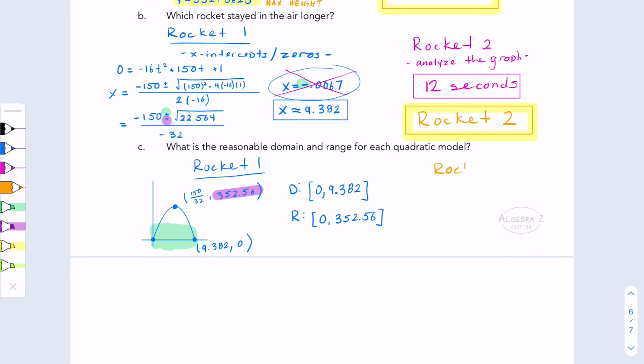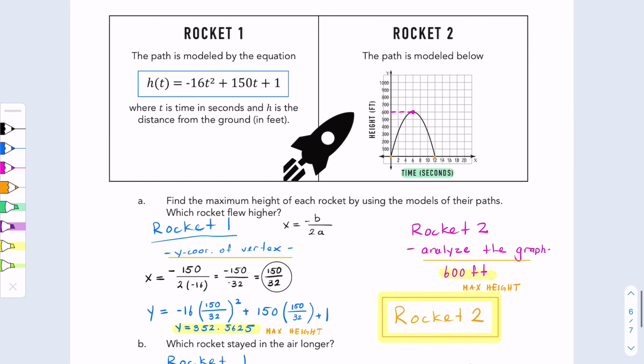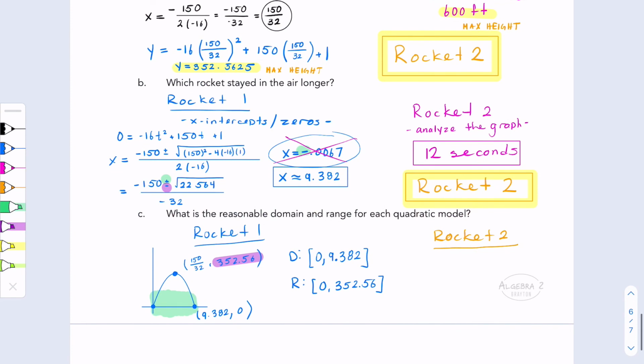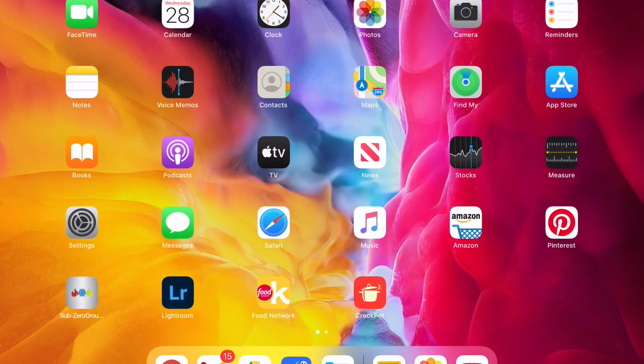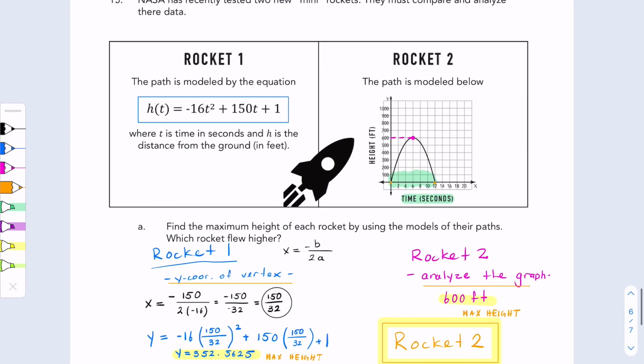For rocket 2, let's look at the graph. The domain starts at 0, ends at 12. The range starts at 0, ends at 600.